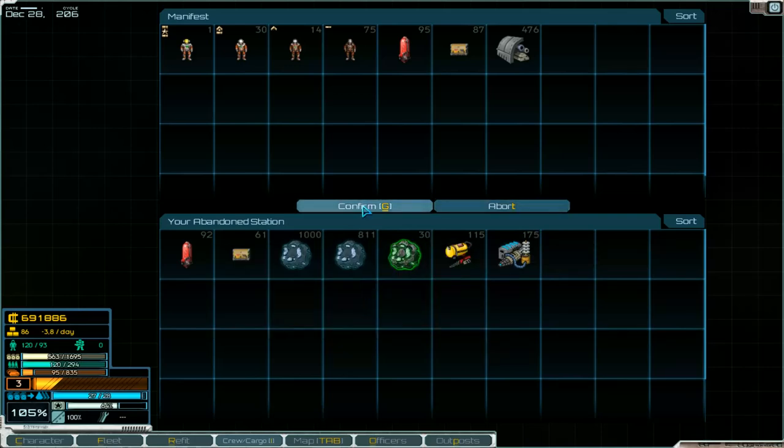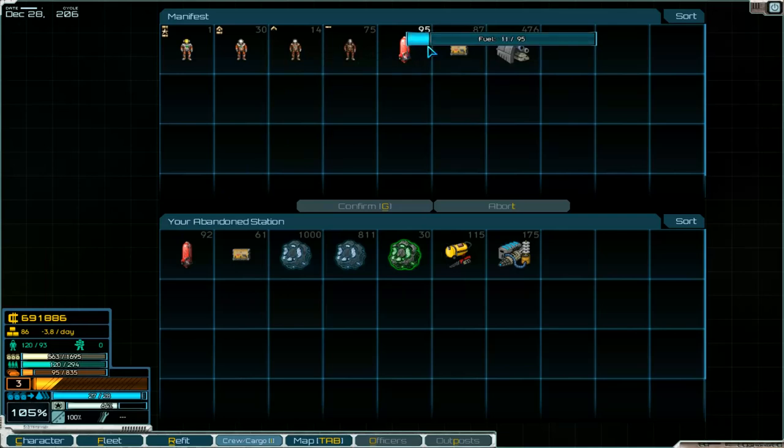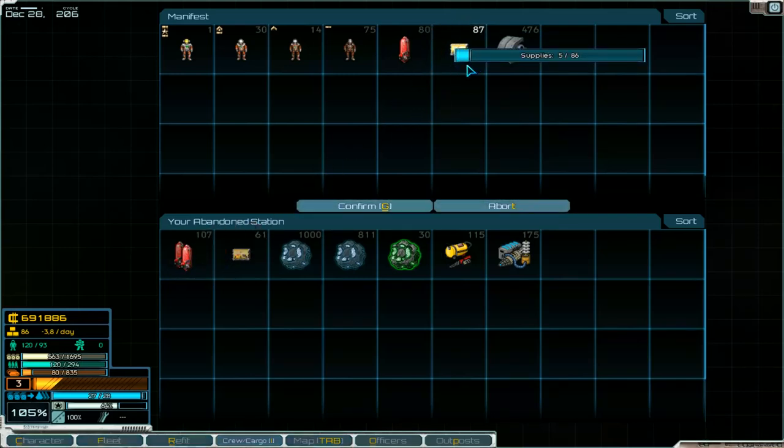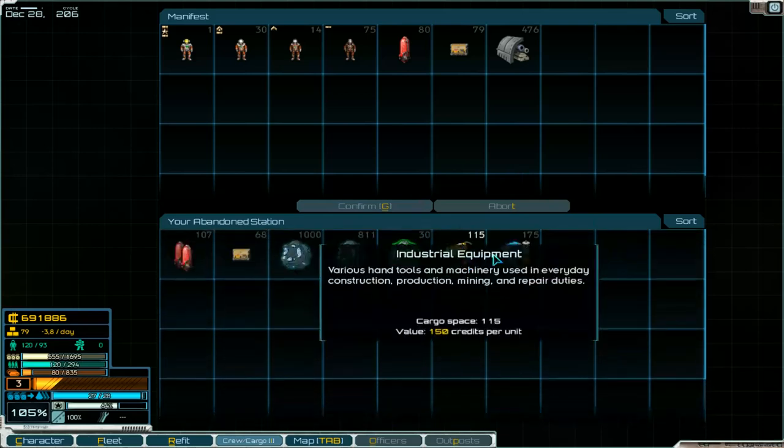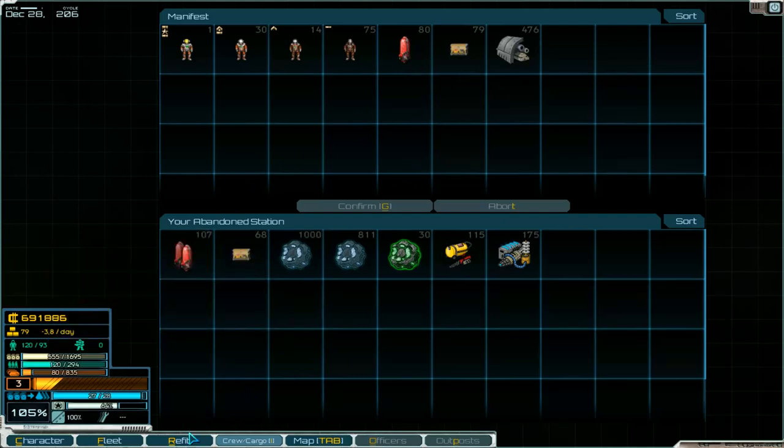Okay. Confirm. Yeah, that's all. Okay. I think we can change the fuel on the station. 15. And 7 here. Okay. And yeah. Then there's some fuel and supplies here. Okay. Some more. Okay. Refit.